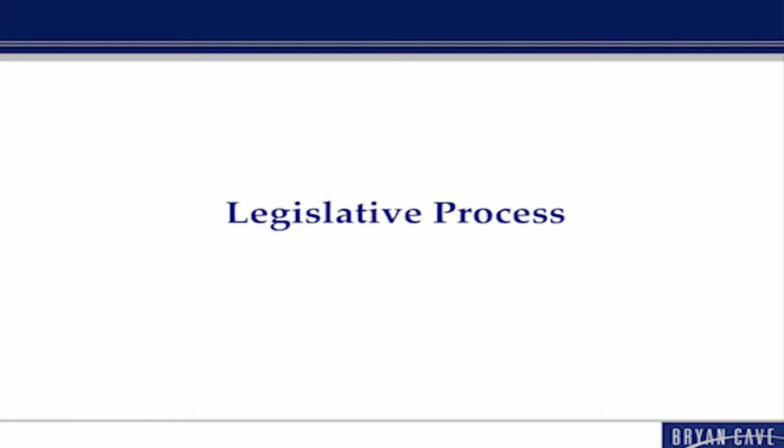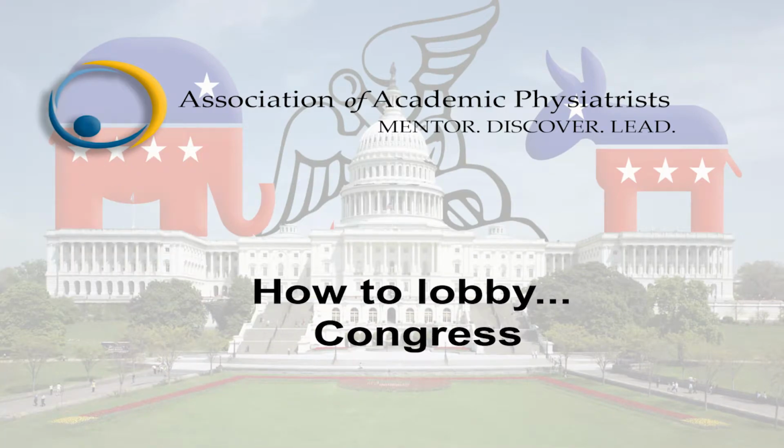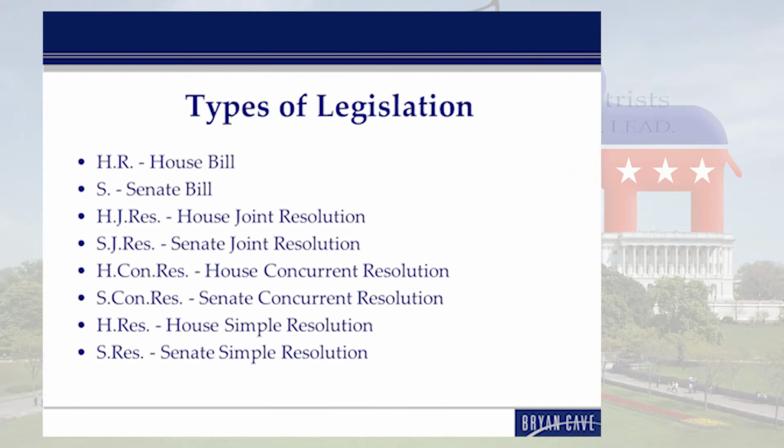We're going to focus first on the legislative process to give you a quick understanding of the process in which you will be going to Capitol Hill to advocate on behalf of AAP. It's important to know the types of legislation that you will be lobbying. Our first slide will look at different types of legislation.